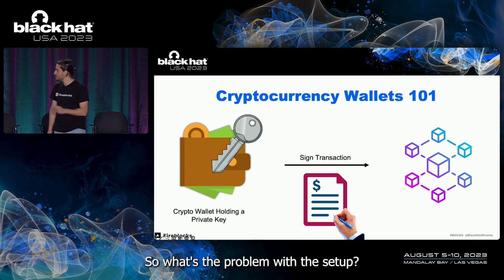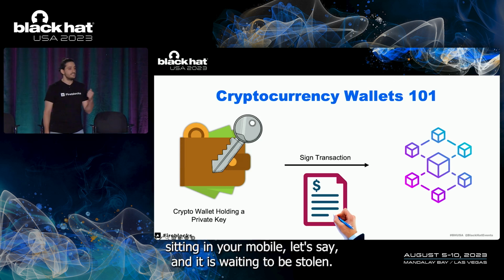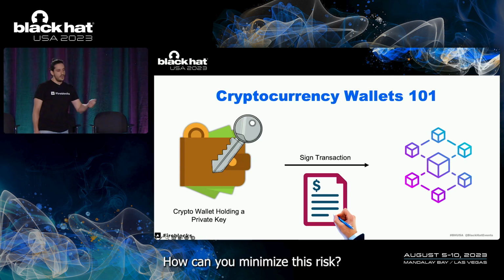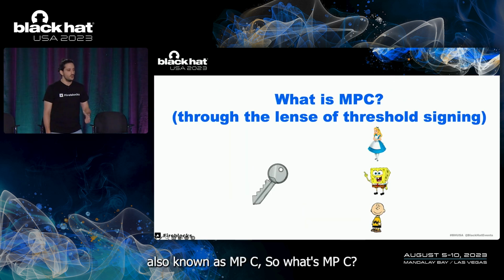So what's the problem with this setup? Well, there is a single point of failure because the key is sitting in your mobile, let's say, and it is waiting to be stolen. How can you minimize this risk? Well, you can use multi-party computation, also known as MPC.